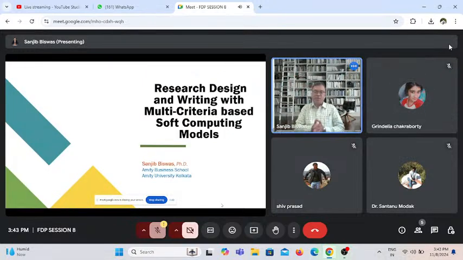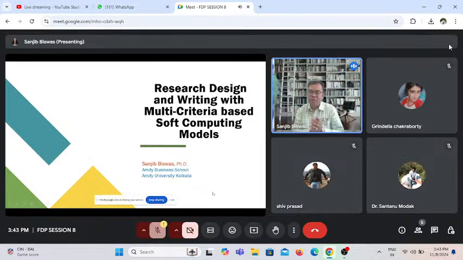Perfect. So, all right. Let me start with my topic, research design and writing with multi-criteria based soft computing models. To begin the discussions, first of all, I must confess that research is an ongoing journey. And every year, every time, every day, we researchers work passionately to achieve something new, and we would like to contribute to the cause of society and the academic fraternity. So research is an ongoing journey. It goes on day by day. This is something we do every day.